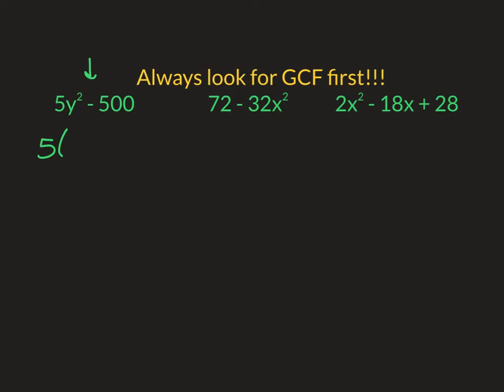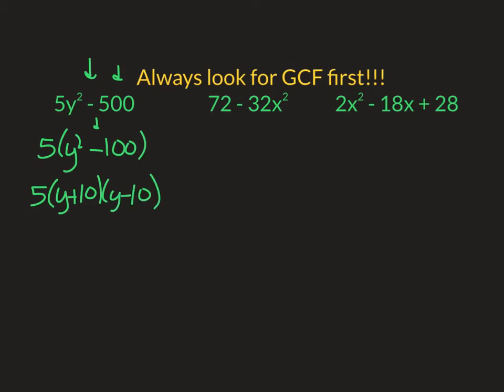If I take out a 5 out of the first term, it leaves a y squared. If I take out a 5 out of 500, it leaves 100. Now, as soon as you get happy and think you're done, you're really not, because if you look inside here, that's a difference of squares, like from the first slide. They both have square roots. There's a minus sign, so you got to factor some more. Difference of squares, remember we went y plus 10, y minus 10.